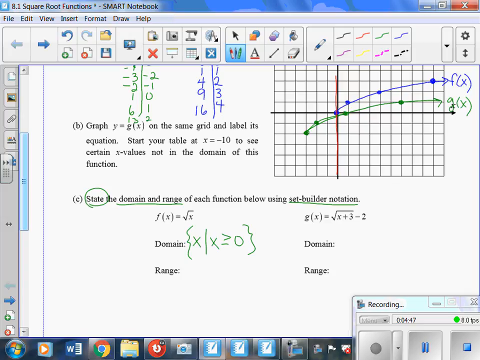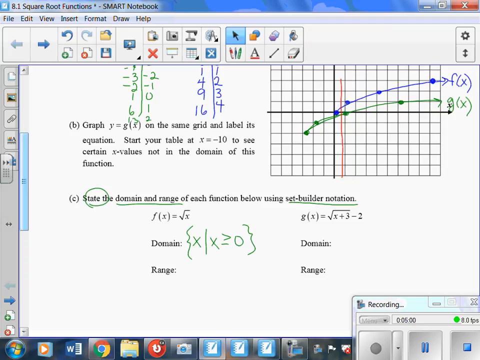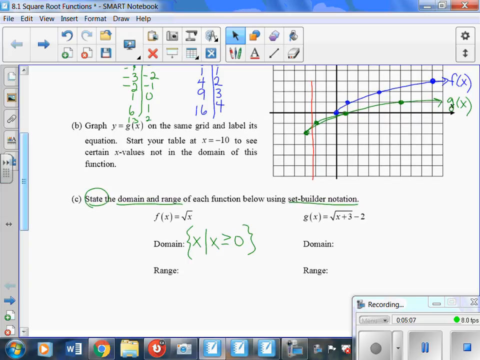Now before moving to our range, why don't we take a look at g of x over on the right side here. Now g of x is my green, right? So look here, see how we started here with our 0. Where do we start with my green function, the g of x?